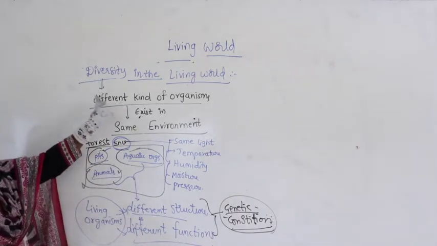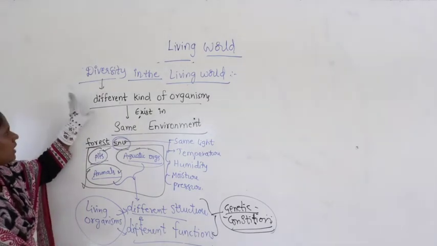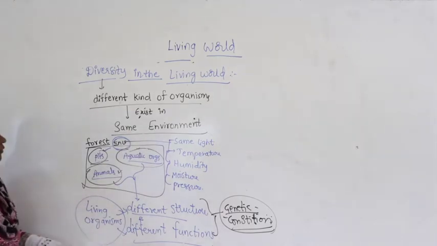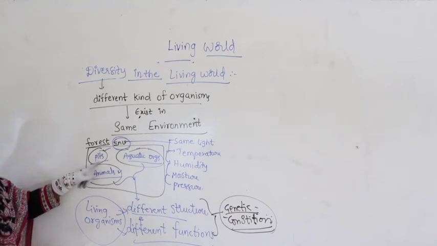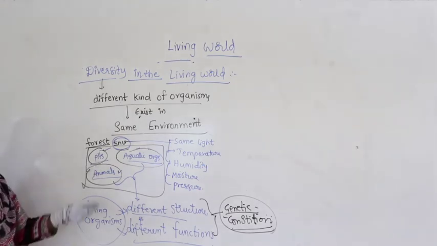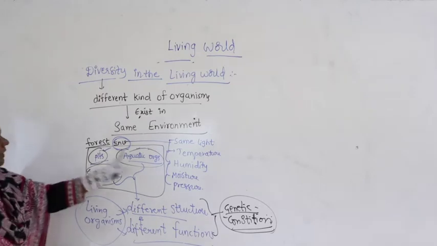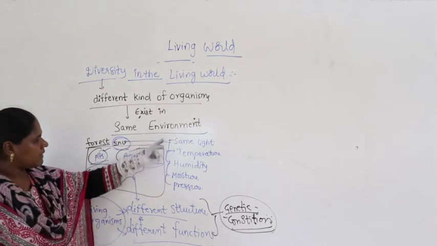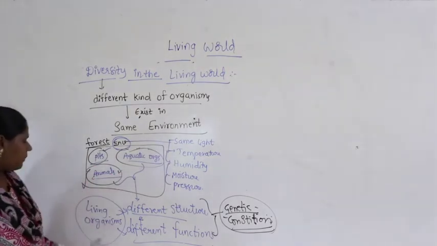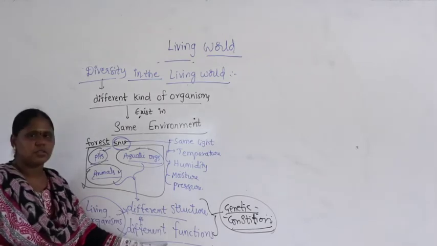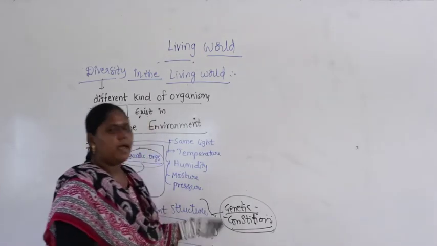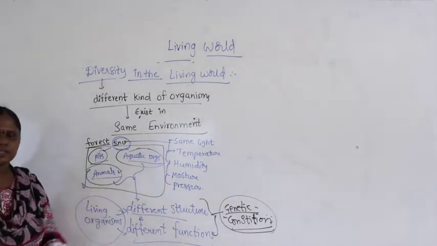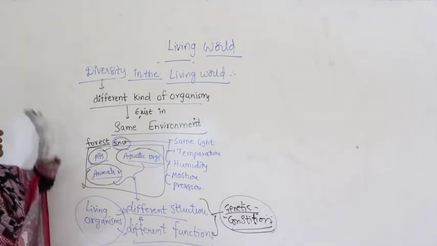Every organism has its own structure and function, and that itself is called what? Diversity. Now, if you look at diversity in the living world, how can we define it? We say different kinds of organisms exist in the same environment. For example, if you take a forest, we find different types of plants, herbs, shrubs, trees, different types of aquatic animals and different types of animals, and they are all brought up by the same environment having the same parameters, but they differ in structure and function. It is because of genetic constitution, and that itself is called diversity. The existence of different varieties of organisms in the environment is called diversity.